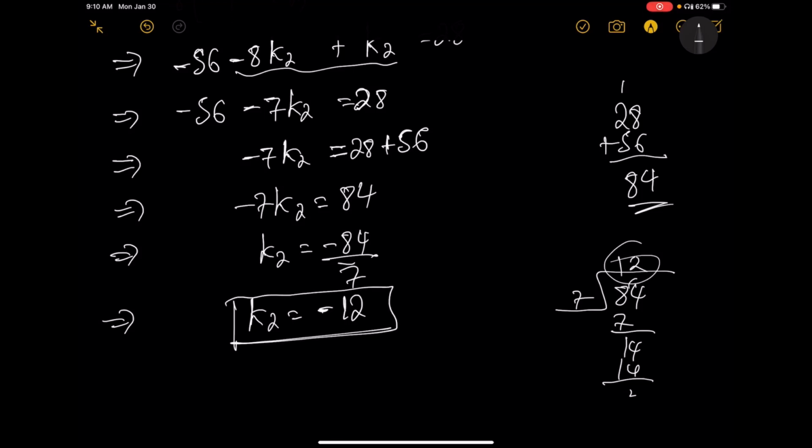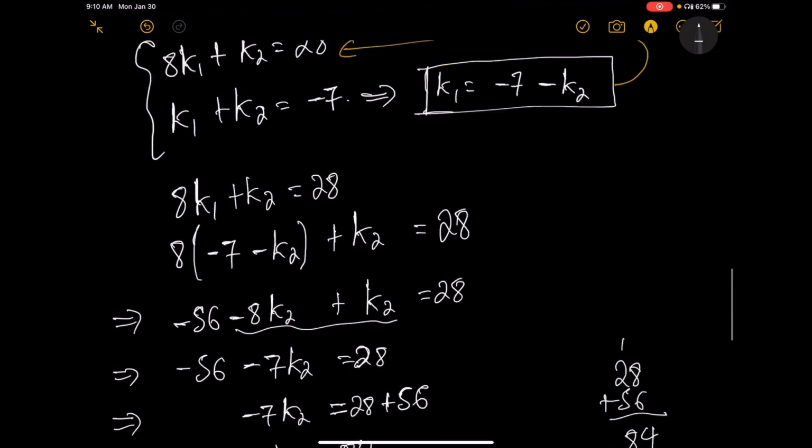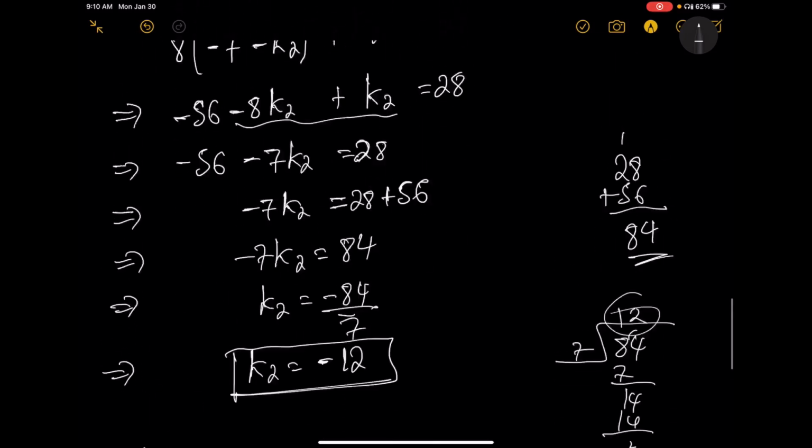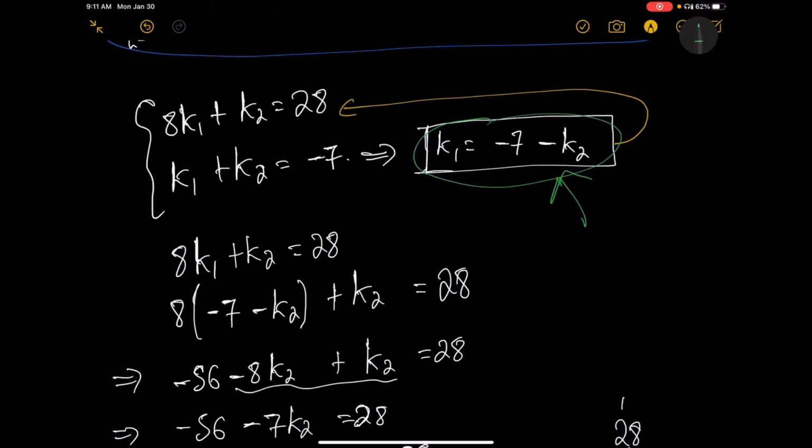We have found k2, which is great. Now, what is k1? k1 is from this equation, the one that I'm writing in green.